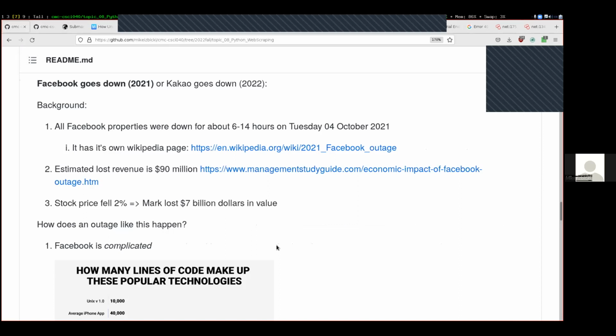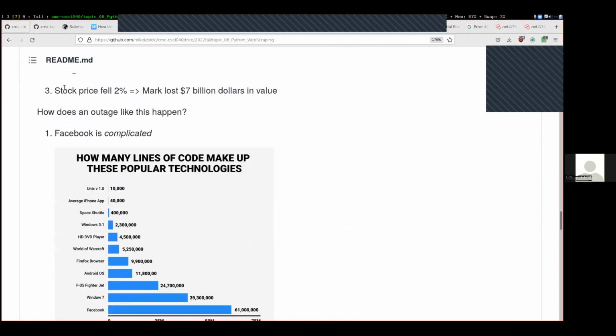I guess the motivation we started talking about before is that if Facebook goes down, if a company goes down, how does that happen?